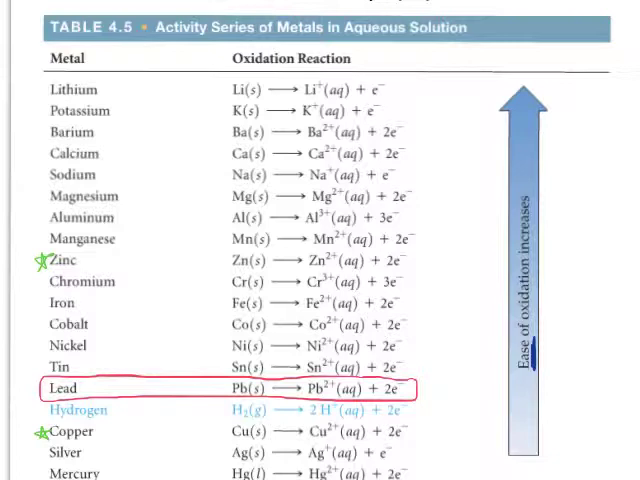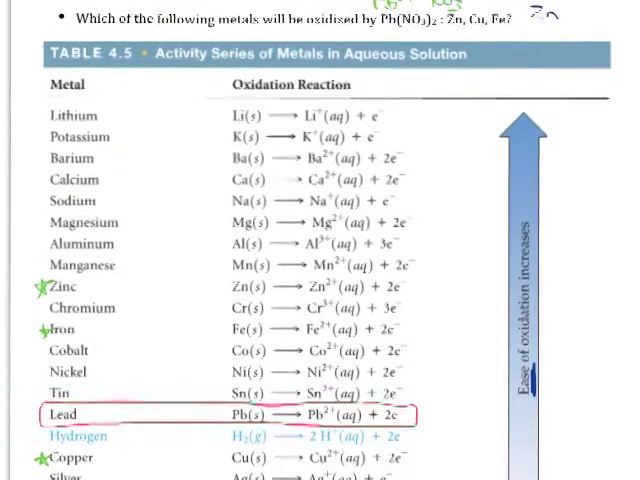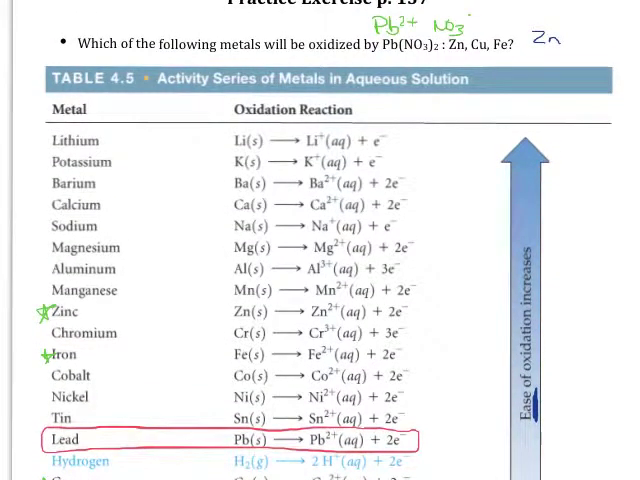The last one we're going to look at is iron, and iron is again up here in the activity series, so that tells us that iron can be oxidized by lead. It is easier to oxidize. It's higher up in the activity series. So the two metals that can be oxidized by lead are the zinc and the iron.